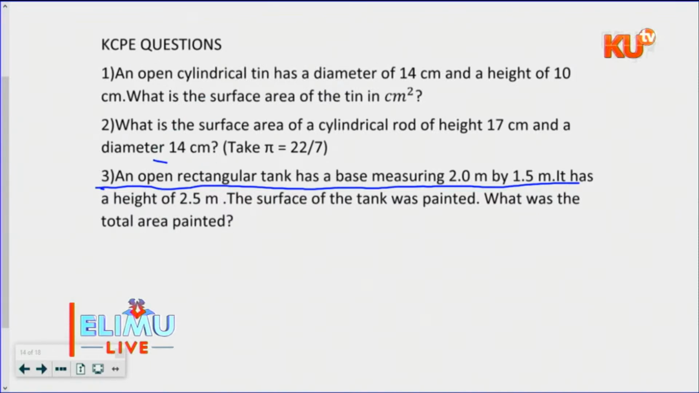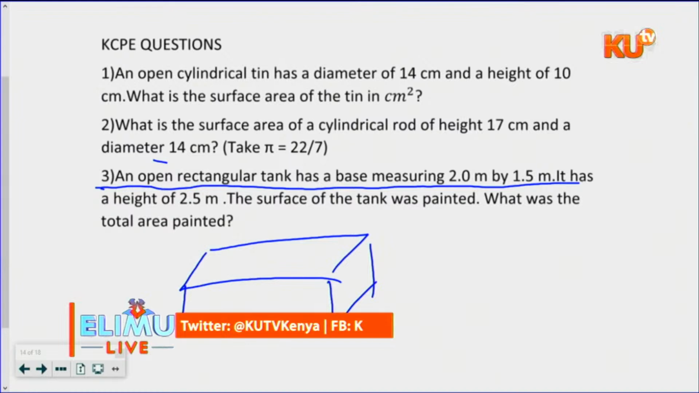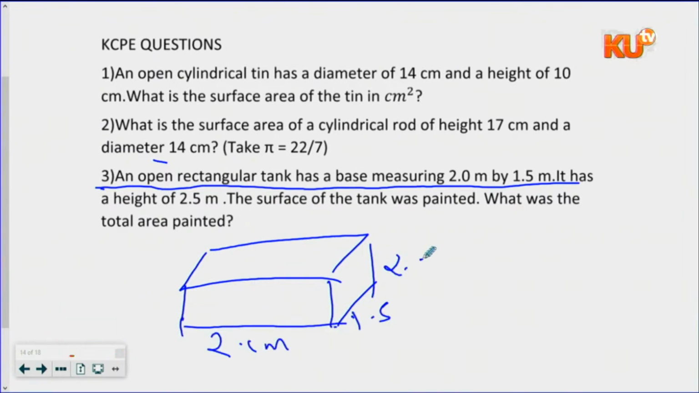So we'll start by having our formula down. Remember, first of all, let us have the cuboid. It is a rectangular cuboid. Let's have the rectangular cuboid here. That's our rectangular cuboid. It was open. The base measures 2 meters, 2.0 is the same as 2 meters, by 1.5 meters. So here is 1.5. That is the base. And what about the height? The height is 2.5.